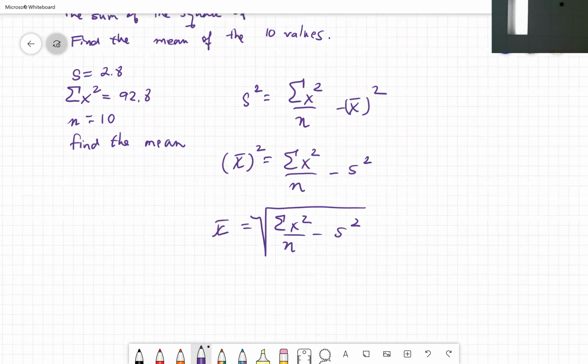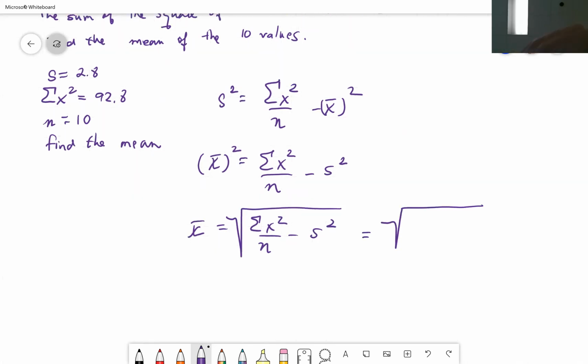And that means you have the square root of 92.8, that's the sum of X squared, divided by 10 minus, well, we need the mean. We can't do it without the mean. So I had to find the mean. What's S squared? 2.8 squared. There we go. We found the mean.